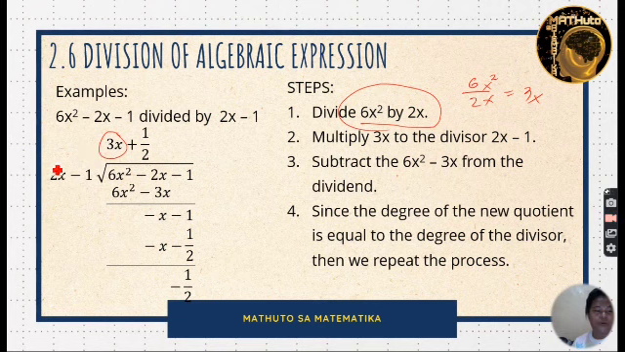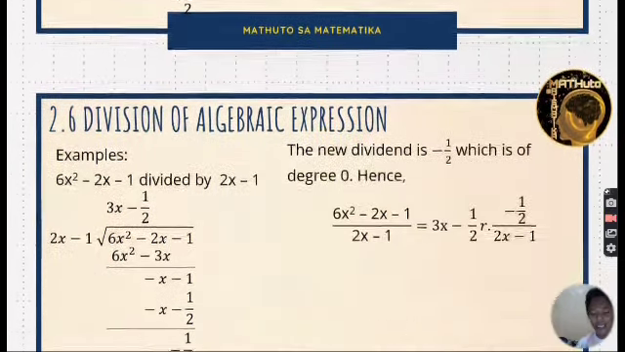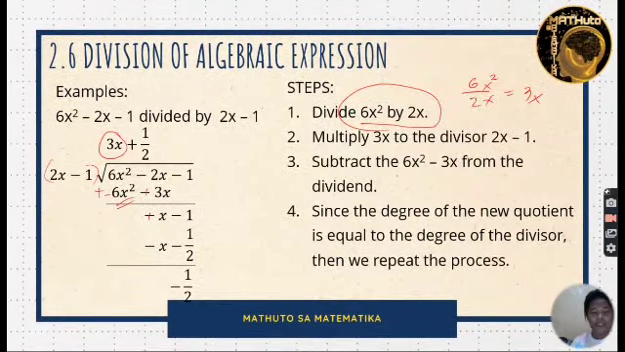Then, multiply 3x to the divisor po. So, 3x times 2x is 6x squared. 3x times negative 1 is negative 3x. Change the sign. So, magiging negative and then positive. Then, proceed to the addition rule. So, 6 plus negative 6 is 0. Negative 2 plus 3. Plus 3 po. So, ito po ay positive po dapat. Positive x. Since 3 is greater than 2.